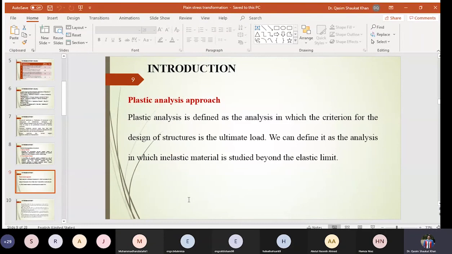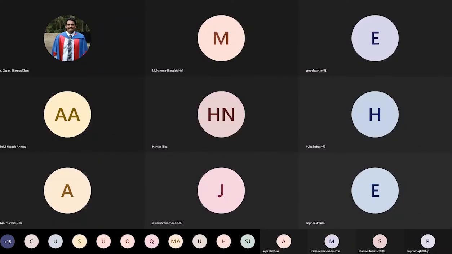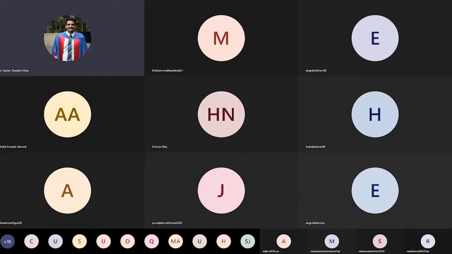Next is the plastic analysis approach. Before going there, I would like to share one figure with you, which we drew in, I think, the lab class. It needs to be discussed here again.